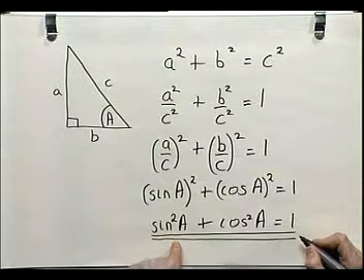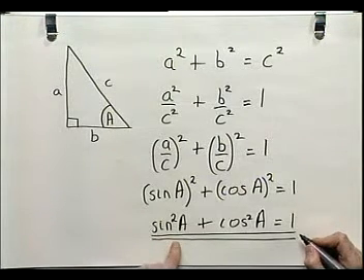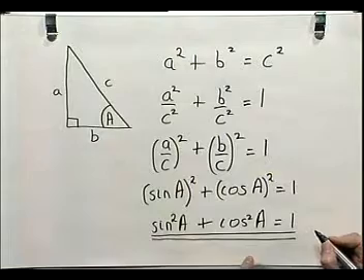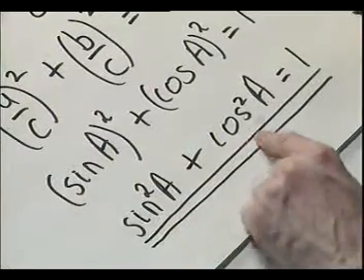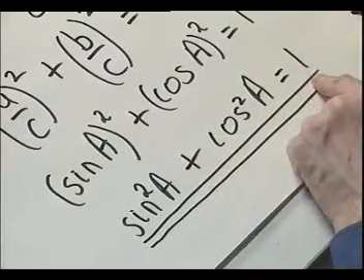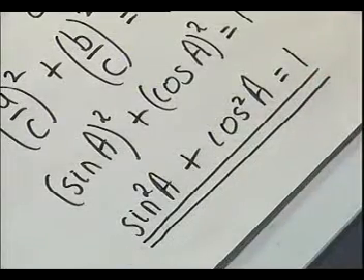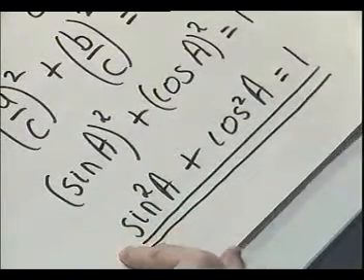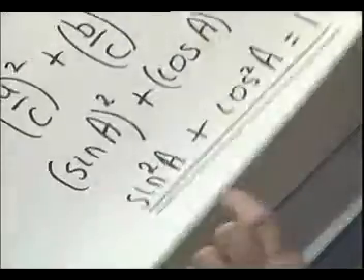However, I could have done this for the definitions of sine and cosine that come from a unit circle. In which case, this identity would be true for all angles A, no matter what their size. And that's the case. This is a basic trig identity, that sine squared of an angle plus cos squared of an angle equals 1. It's true for all angles. I want to develop this identity now to give us two more basic identities.